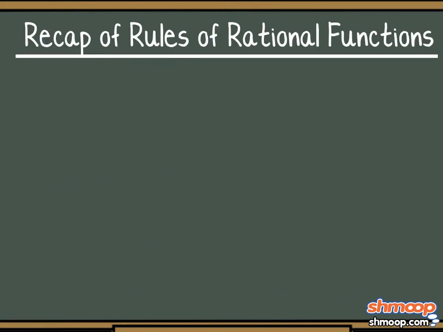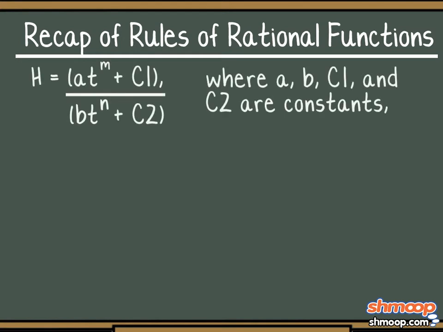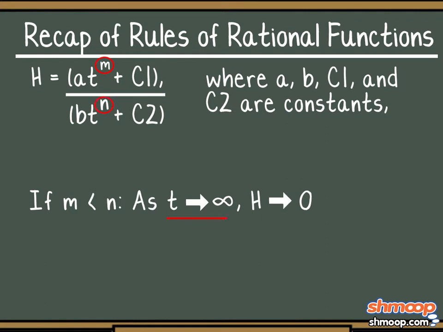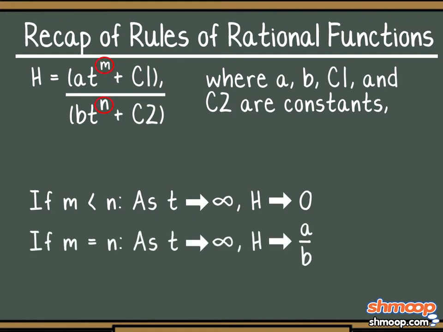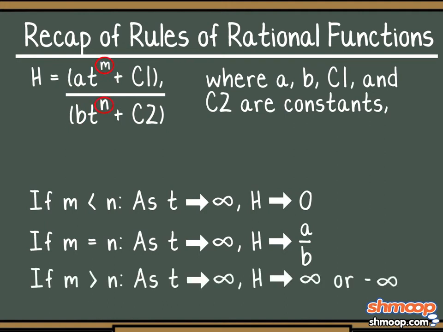As a recap here, the general rules for rational functions are: if the power of the numerator is less than the denominator, then as t approaches infinity, h approaches 0. If the power of the numerator and the denominator are the same, then as t approaches infinity, h approaches a constant, specifically the number achieved when the leading coefficient of the numerator is divided by that of the denominator. And finally, if the power of the numerator is greater than the denominator, h approaches either negative or positive infinity as t approaches infinity, depending on the signs of the leading coefficients of the numerator and denominator.